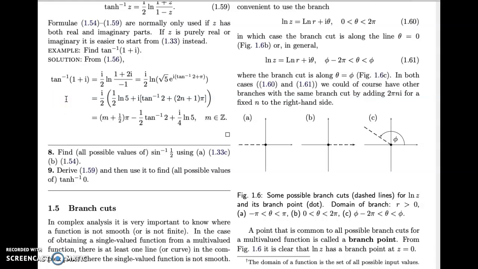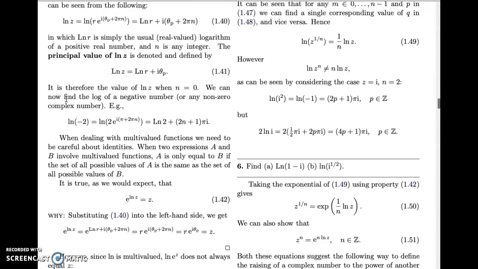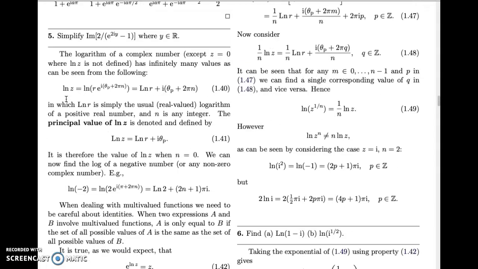So if you recall, the reason why log is multi-valued is that when you're taking log of z, you've got e to the i times the argument, and the argument itself is multi-valued. You can have the principal, and then you can have any multiple of 2 pi added to that. So log of a complex number has an infinite number of possible values.